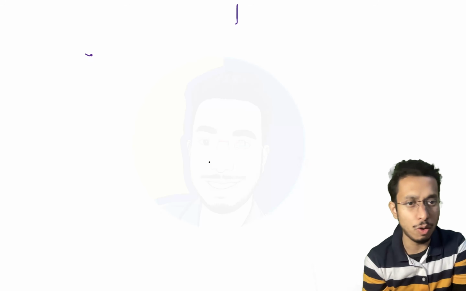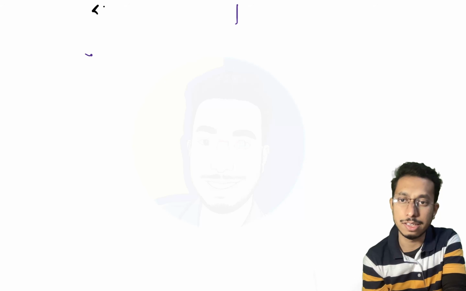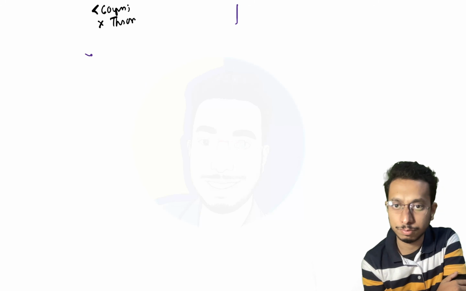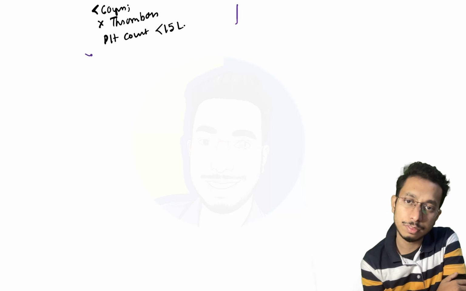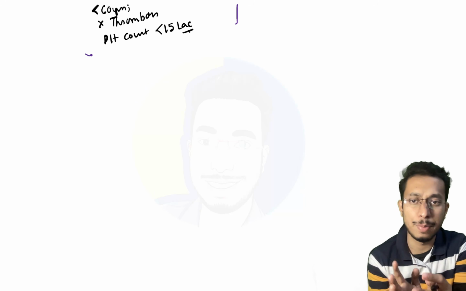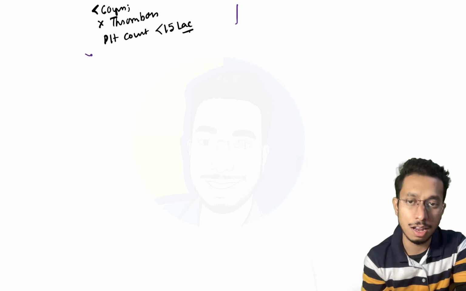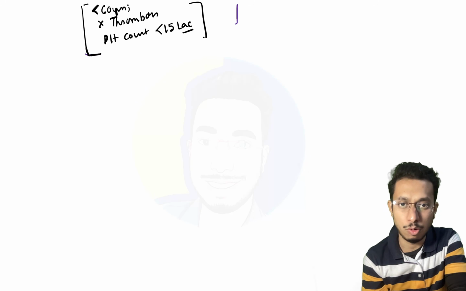So, we need to differentiate whether this is a low risk patient or a high risk patient. So, whom do we consider a low risk patient? Any young patient, less than 60 years of age, with no history of thrombosis, and platelet count less than 15 lakh. Why is 15 lakh taken as the cutoff? Because above 15 lakh there is a chance of consumption of von Willebrand factor resulting in acquired von Willebrand disease. So these are considered the low risk category.